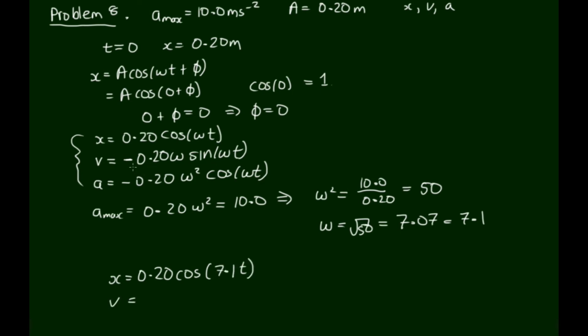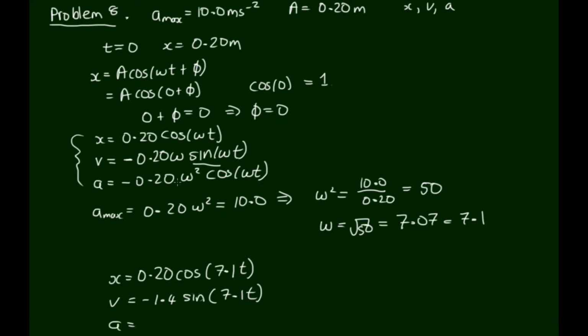V is equal to minus 0.20 times omega, which is 7.1. So we do that on the calculator and we get minus 1.4 sine, sorry, this is sine, not cos. We have the sine written here. So that's sine omega t, which is 7.1 t.